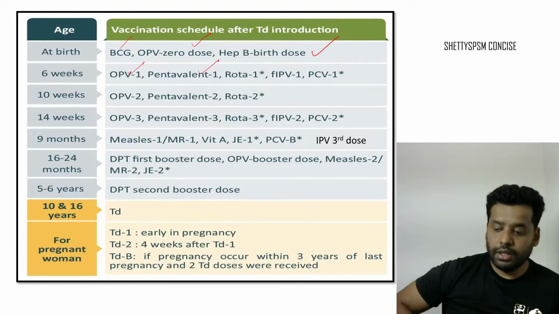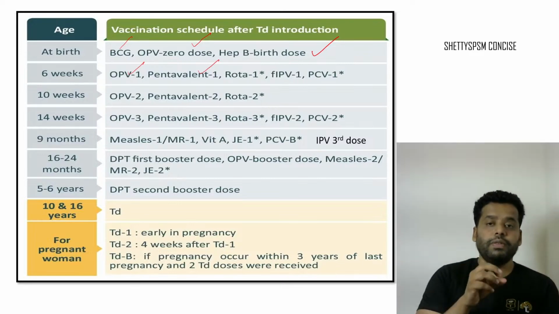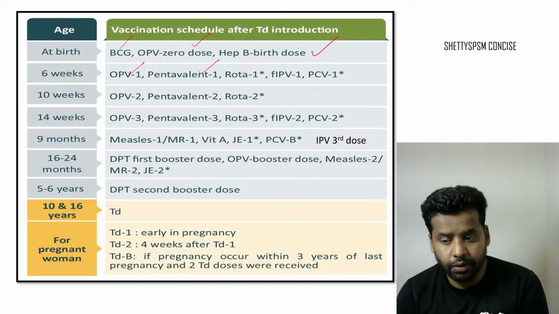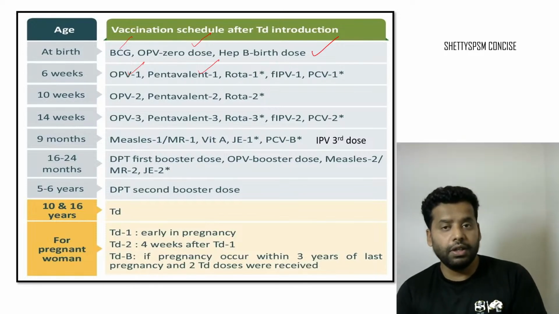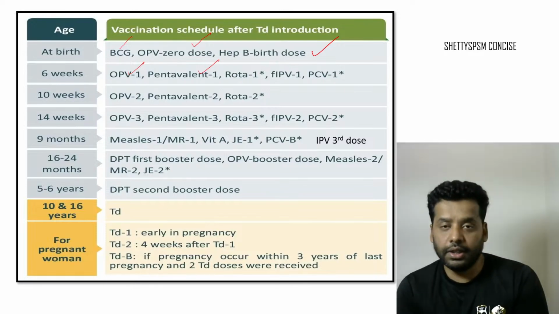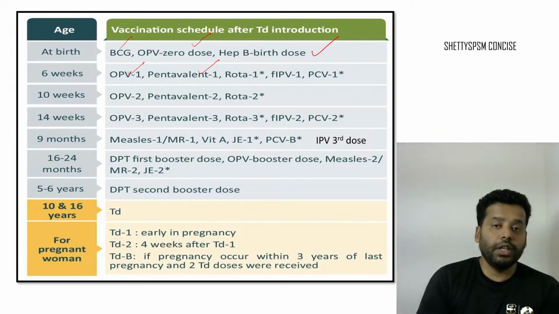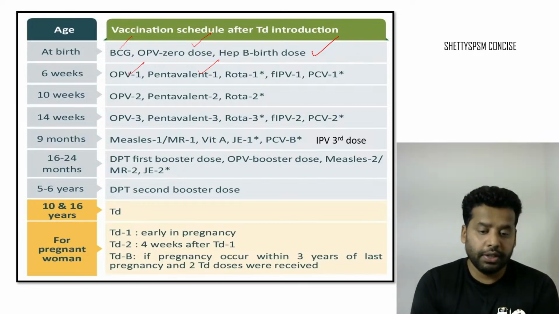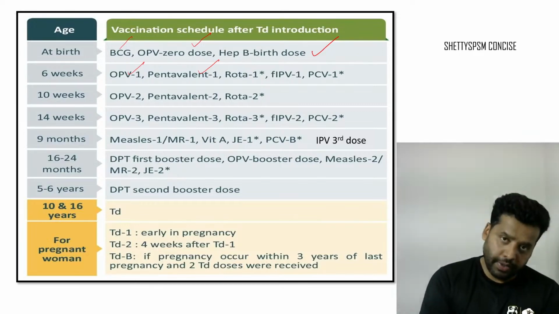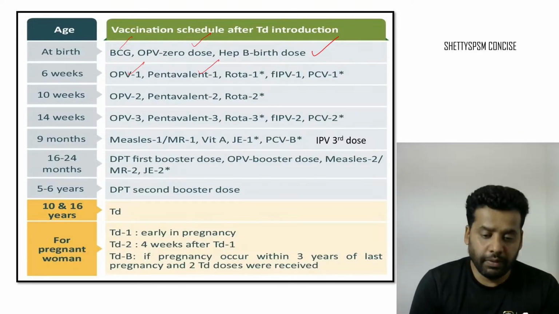So what are they giving? OPV and pentavalent. All the states of our country have introduced OPV and pentavalent. OPV first dose, OPV second dose and OPV third dose. Repeat the words: OPV 1, 2 and 3. Pentavalent 1, 2, 3. What will be the gap between 2 doses of pentavalent vaccine? This is the question. The answer is 4 weeks. We have to keep a gap of 4 weeks between 2 doses of pentavalent vaccine.